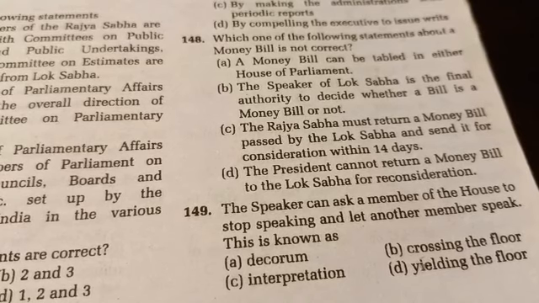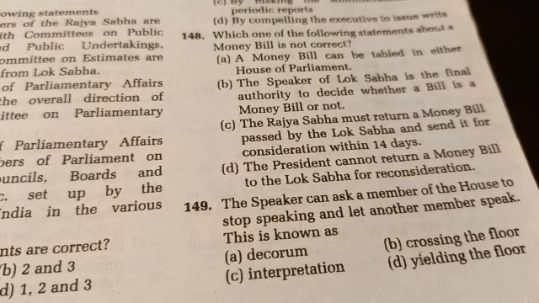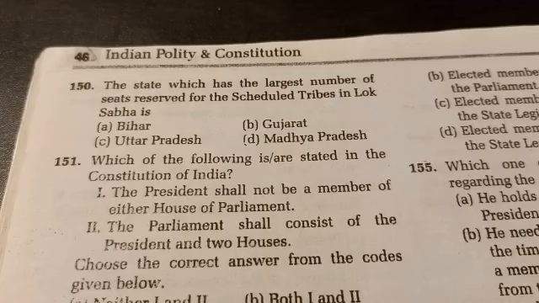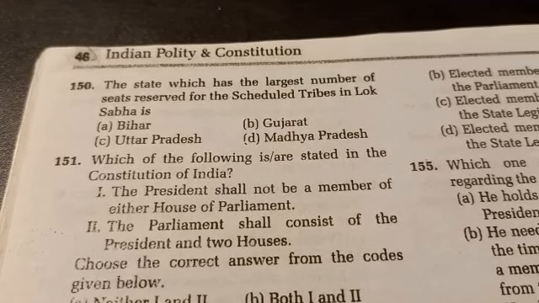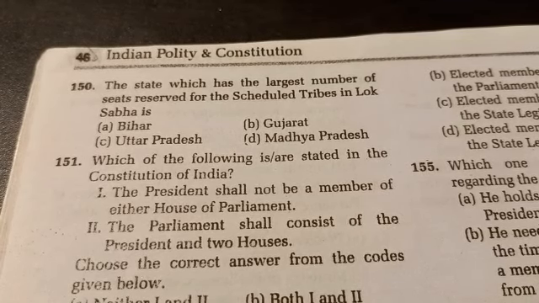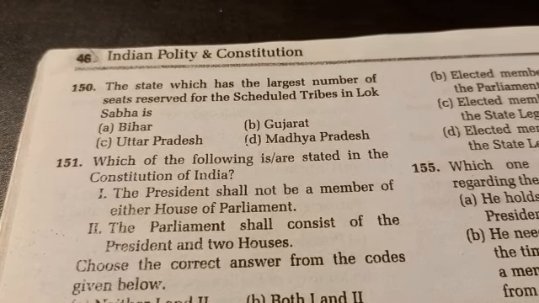The speaker can ask a member of the house to stop speaking and let another member speak. This is known as, question number 149, yielding the floor. Option D. Question number 150. The state which has the largest number of seats reserved for scheduled tribes in Lok Sabha is Madhya Pradesh. Option D is correct.